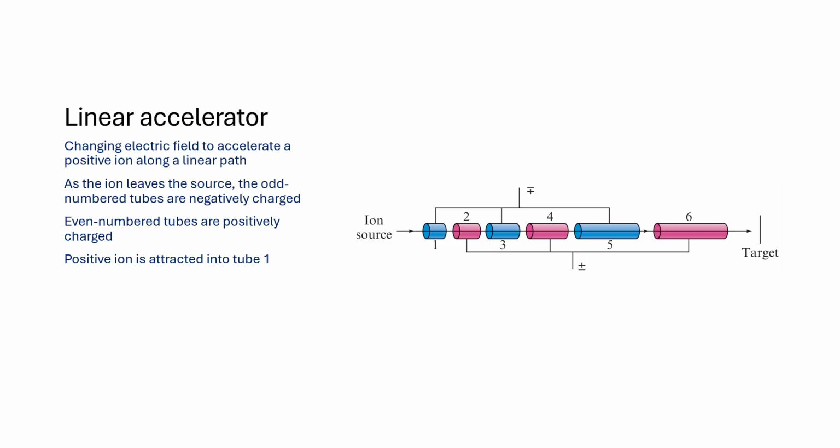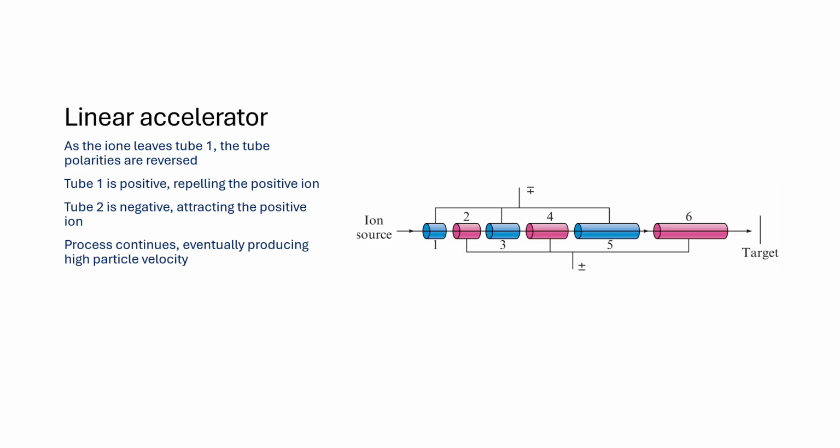So as the ion leaves the source, these odd number tubes are negatively charged, and then the even number tubes are positively charged. So the positive ion is attracted into tube 1. And then as the ion leaves tube 1, the tube polarities are actually reversed. Tube 1 is positive, which repels the positive ion. And then tube 2 is negative, which attracts the positive ion.